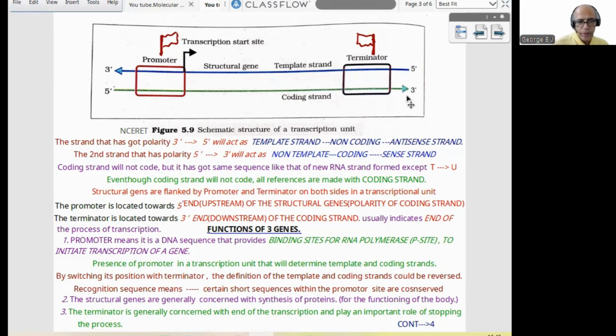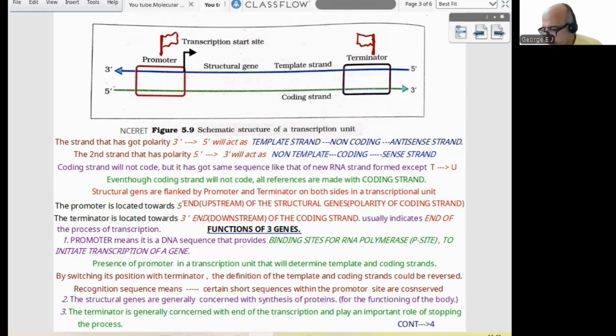So the promoter position, then the terminator position with reference to the coding strand: upstream and downstream. That word they frequently ask, NCERT link, but I think it is clear to you. Simple only, but we should know it. What is meant by upstream? What is meant by downstream? Promoter, terminator, what is the direction? All this is based on the coding strand, even though it will not code.